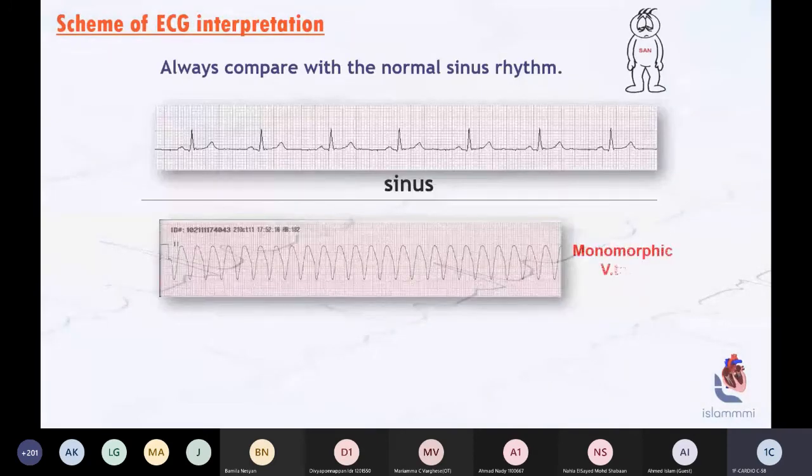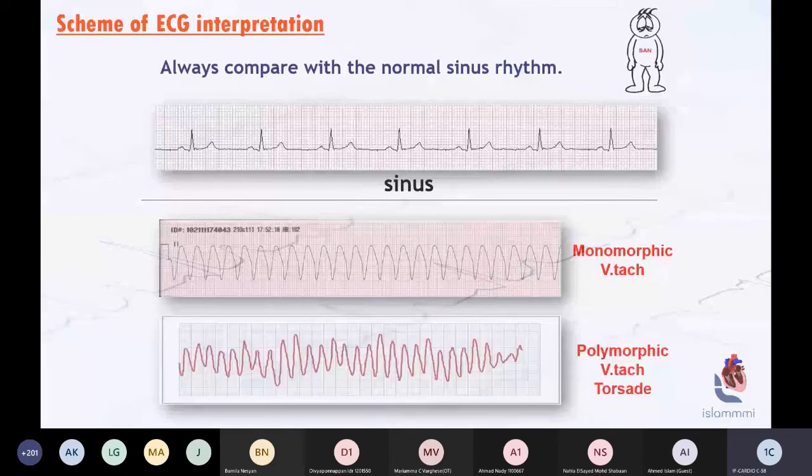Example of the monomorphic and polymorphic ventricular tachycardia. If you compare this one to the normal, we have a P wave here, we don't have any P wave here. Number two, we have another QRS, here we have a wide QRS. So we have to stop here. Is it coming from the atrium or coming from the ventricle? Definitely from the ventricle.